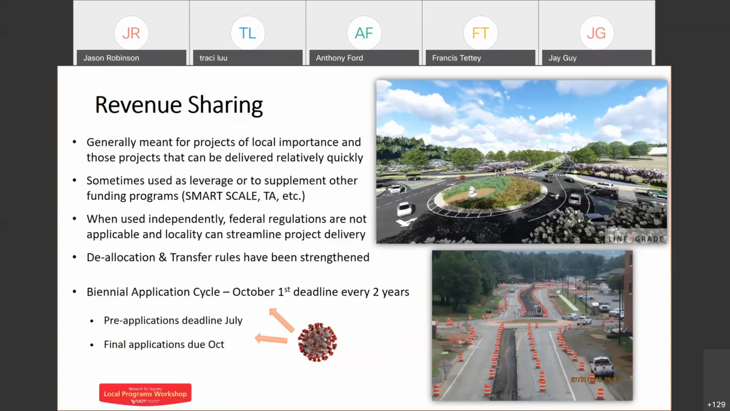Again, just like under the TA program, I've got my little quasi asterisk there to delineate that in the past, the biennial application cycle has been pre-apps in July with final applications in October. Now, again, not certain if that'll be the case in 2021 or not, but for your planning purposes, I would plan on that. And then obviously more information will come out as it becomes available.